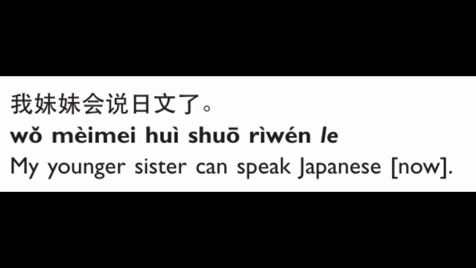So let's look at some examples. Okay, here you go. 我妹妹会说日文了, or my younger sister can speak Japanese. The implication is that she can speak Japanese now, as in she couldn't speak it before. If you were to say 我妹妹会说日文, this is a correct sentence. It also means my younger sister can speak Japanese. But here you do not have that implication of her not speaking it before.